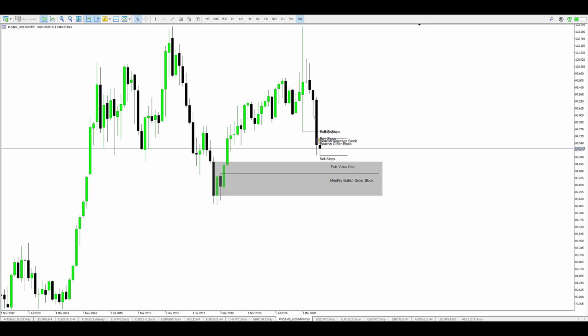So I'm only going to do a detailed analysis of dollar index, and then in turn you guys should be in a position to also make your own decision on how you are going to trade the other asset pairs.